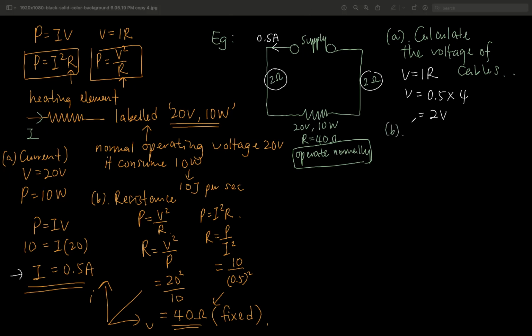B, calculate the total voltage supply. Then we add up. Here we got 1 volt, here 1 volt, plus the voltage across the resistor, 20 volt. So 1 plus 1 plus 20, that is 22 volt.